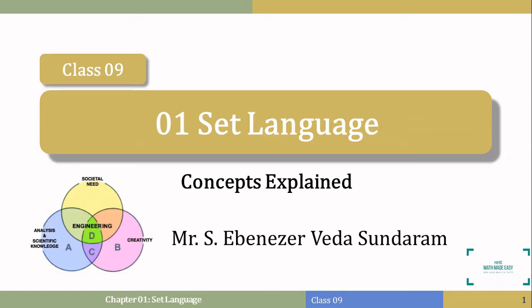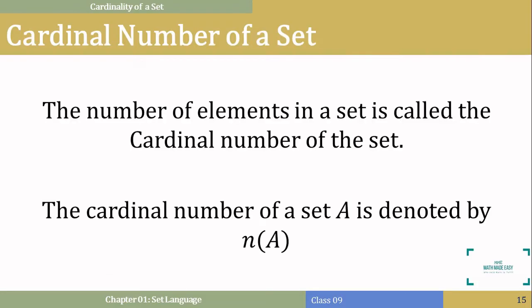So, in the previous videos, we were discussing set language. So, we'll continue with that. Today we shall see the cardinal number of a set. Let's define what we mean by a cardinal number of a set. It's nothing but the number of elements inside the set. So, you have to say how many elements there are in a set. That's it. A cardinal number of a set A is denoted by n(A).